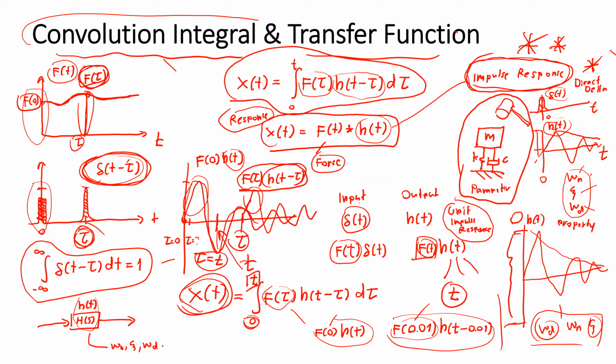Natural frequency, damping ratio, and damped natural frequency depend on the parameters m, c, k of the system. If we change the magnitude of the input, the input will perform the convolution integral with the impulse response function, and we're going to have the response as output. Here it is in the time domain, but in the Laplace domain, things are going to be simpler.